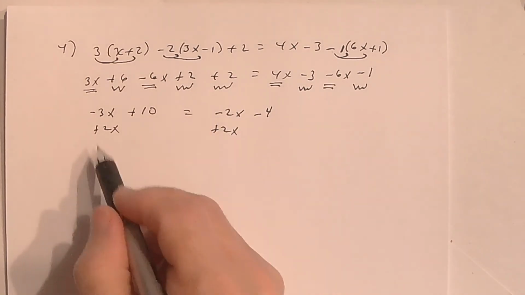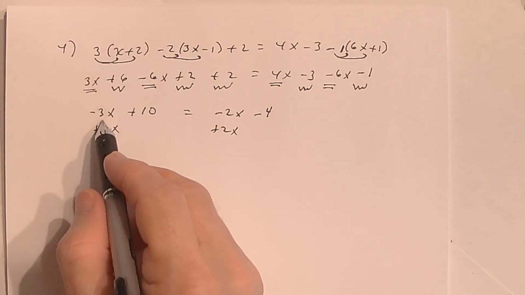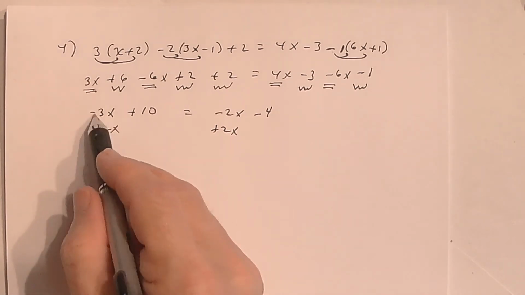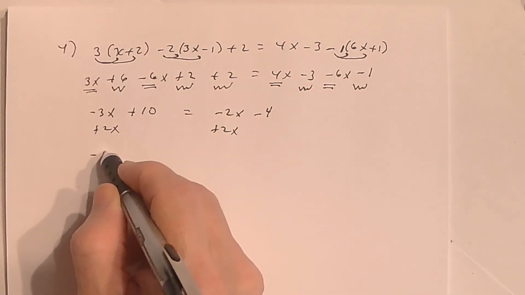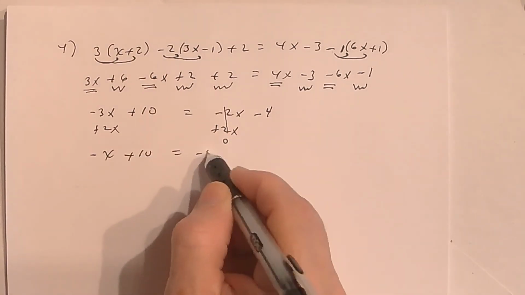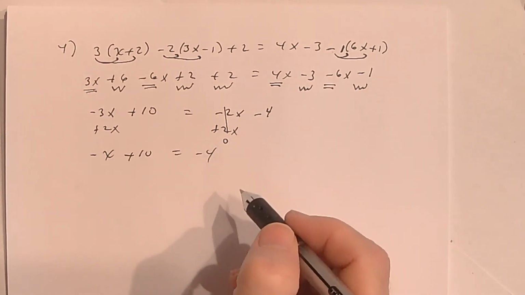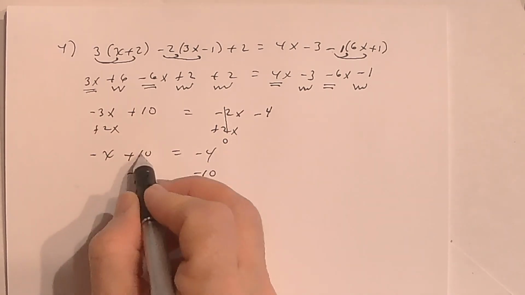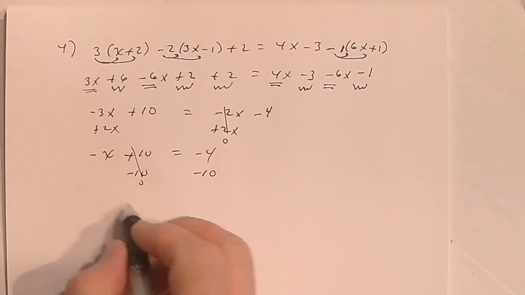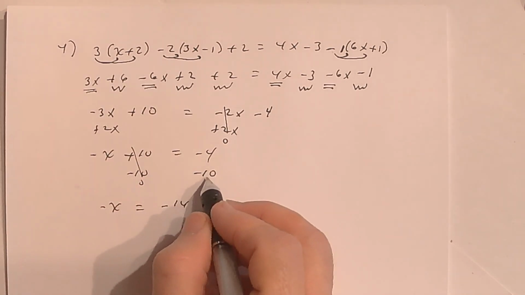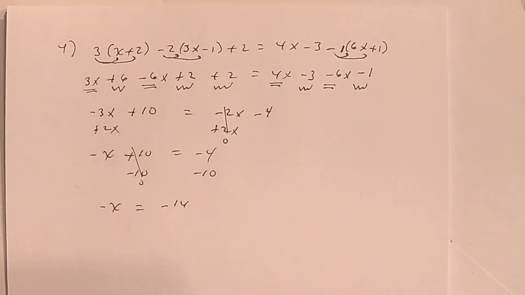Now notice what you do to one side, you do to the other. So negative 3x and 2x, I'm combining like terms. Negative 3x and 2x is a negative 1x, or just negative x, plus 10 equals, this is 0, negative 4. Now let's go ahead and subtract 10 from both sides, and then combine like terms again. This is 0. So this time I get negative x is equal to negative 14, because a negative 4 and a negative 10 is a negative 14.